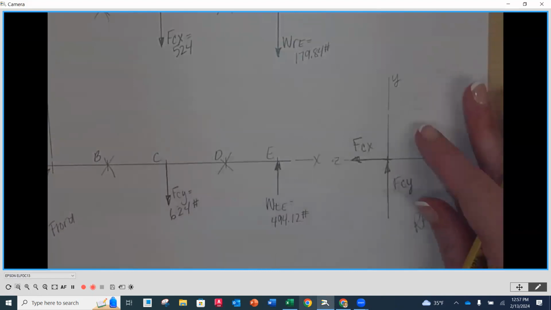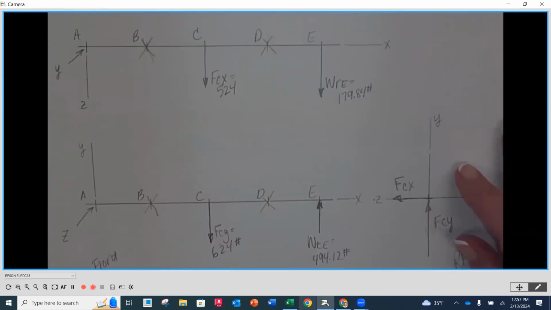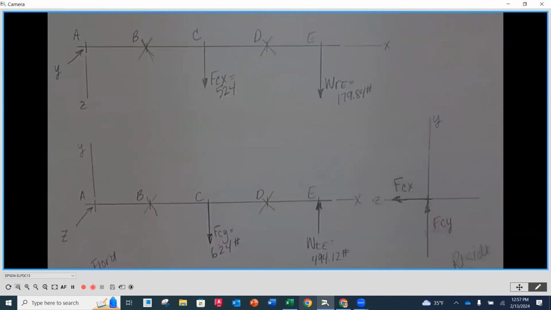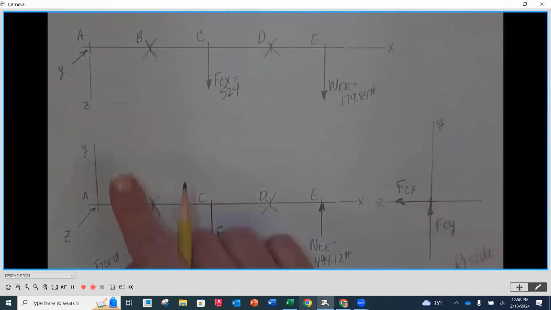Now go ahead and put your values into the front and the top view, and show these two forces in the front and top view.